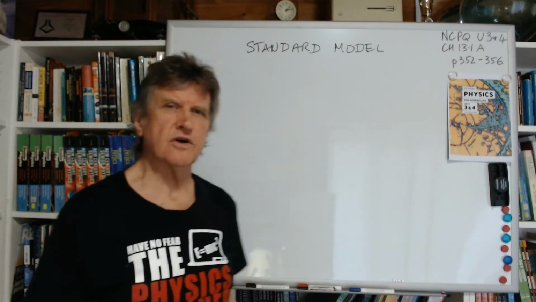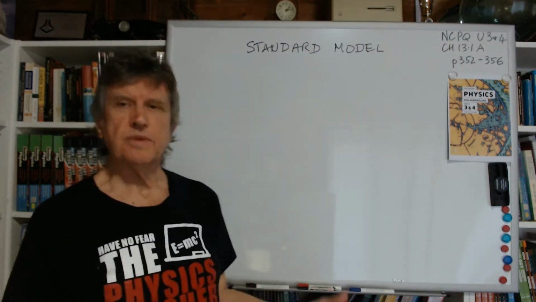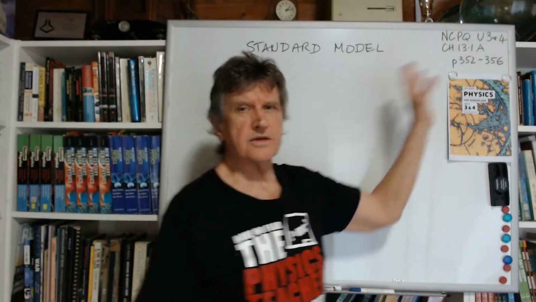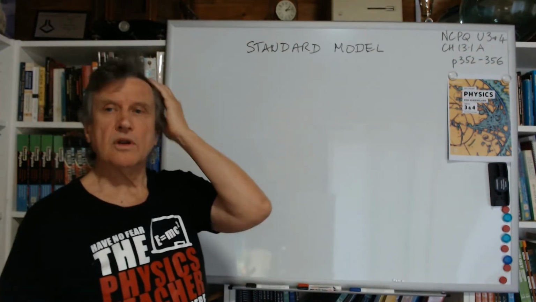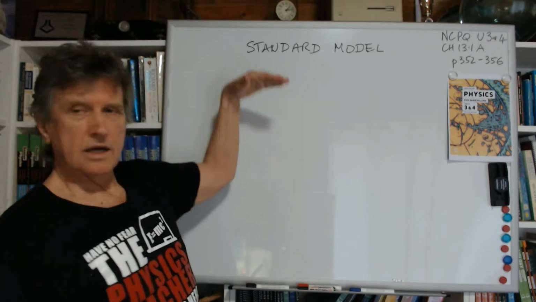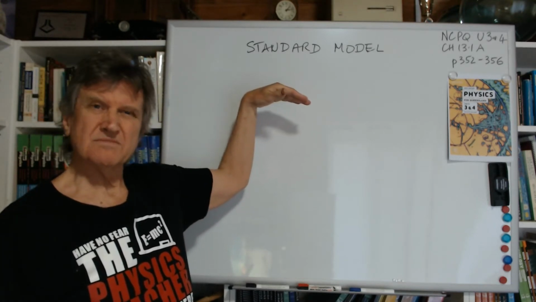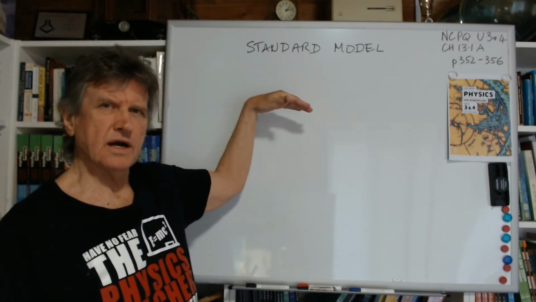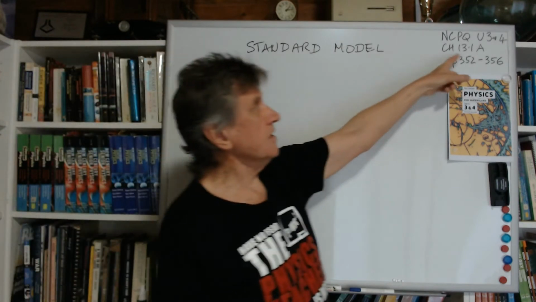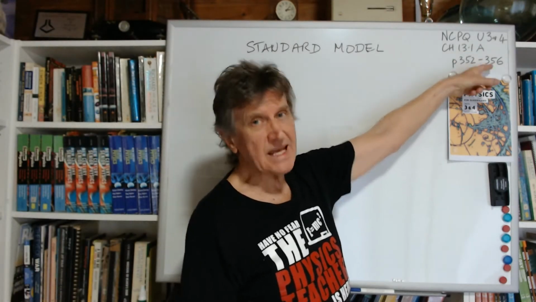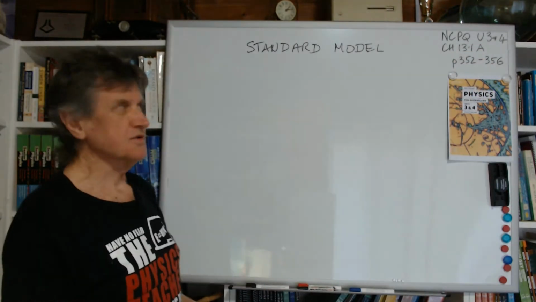Now I'm going to divide it up into two parts. I'm going to call this Part A. In Part A I'm going to have a look at the Standard Model, and really mostly at quarks, and then in 13.1b I'll have a look at leptons.